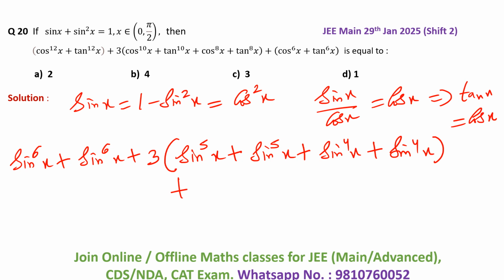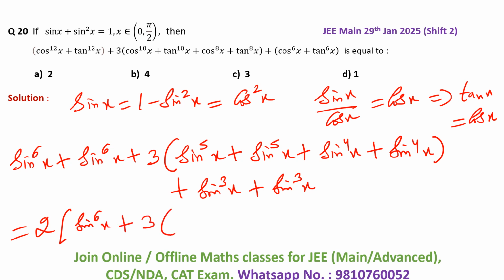cos x power 6 can be written as cos square x whole power 3. So it becomes sin cube x. And similarly, tan x power 6 is same as cos x power 6, which can again be written as sin cube x. Now students, just collect all the terms. 2 will come common. Inside the bracket, I will be getting sin x power 6 plus 3 times sin x power 5 plus sin x power 4, and in the last I'm having sin cube x, right?